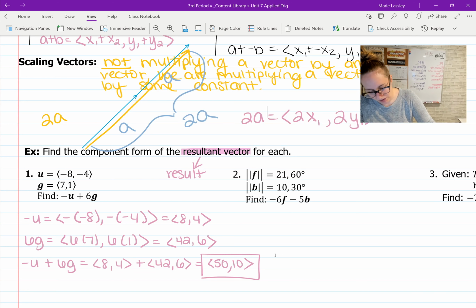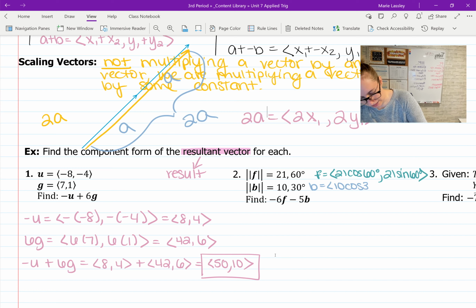All right, so vector F. First off, we need to put this into component form. F is going to equal 21 cosine 60, 21 sine of 60. Vector B is 10 cosine 30, 10 sine 30. So we are now in component form. What we want to do next is find our resultant vector.